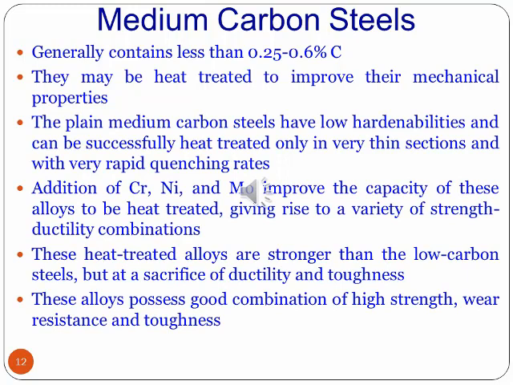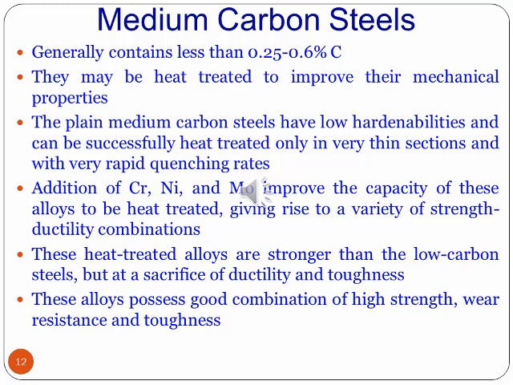The next category is medium carbon steel. So these generally contain 0.25% to 0.6% of carbon. They can be heat treated in order to improve their mechanical properties. So heat treatment has an effect unlike the low carbon steel. In low carbon steel heat treatment has no effect, but in medium carbon steel you can give heat treatment to improve the properties.